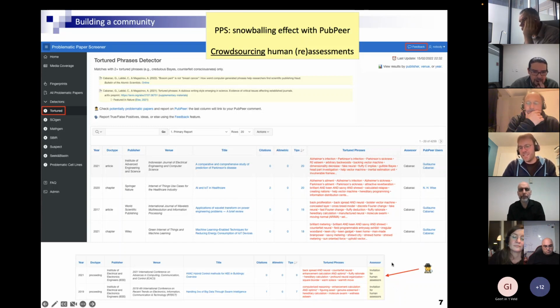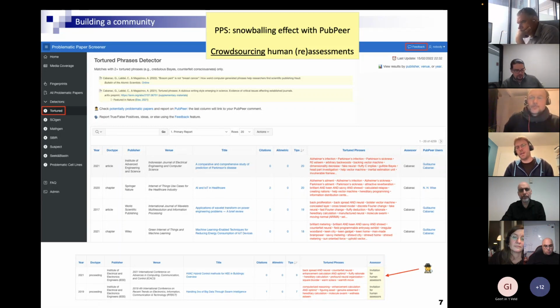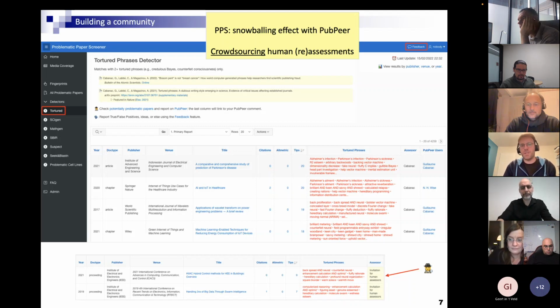Many papers are not reassessed yet, and there is a special place where you can find these invitations for human assessors. So we invite the people to reassess the papers and post on PubPeer with some templates that the PPS is able to provide. And the people also find new phrases. For instance, in areas where we are not expert, in microbiology, for biology, some people are able to find new tortured phrases, and we review PubPeer every day to extract these new phrases and add them to the PPS so that tomorrow we'll be able to screen the literature for these new deviant ways of expressing things. So it's a snowballing effect that we comment here, and a form of crowdsourcing of human reassessments that we perform using the Problematic Paper Screener.